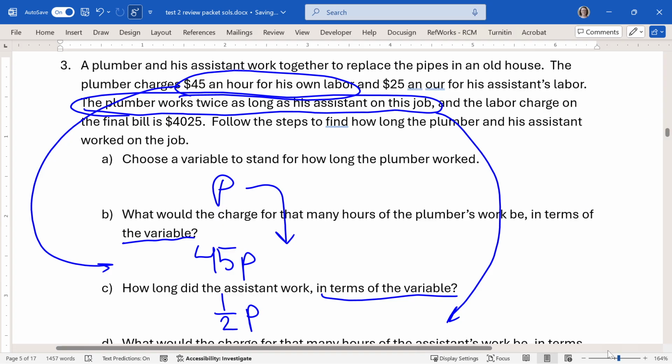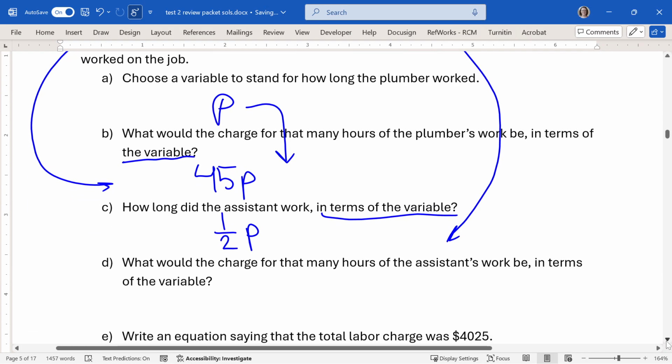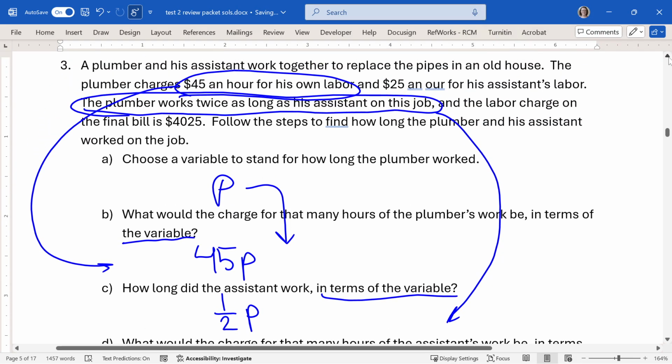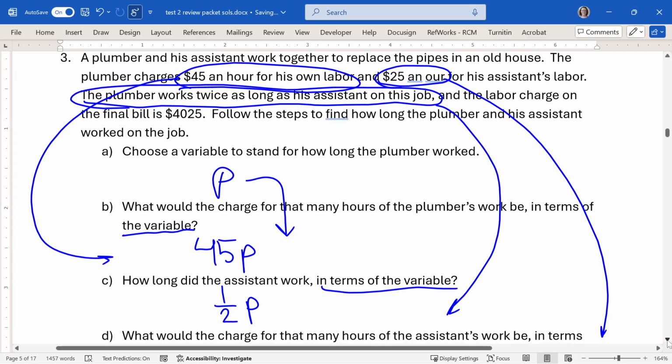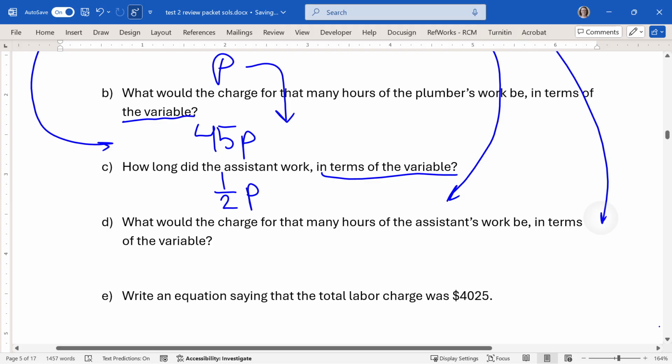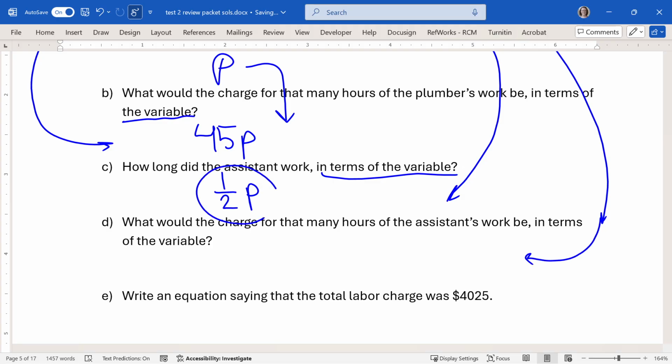All right, so moving along, what would the charge for that many hours of the assistant's work be in terms of the variable? So we need to see what the assistant charges for his labor. Assistant charges $25 an hour. So we're going to put that together with the number of hours that the assistant worked. So the assistant worked 1/2 P hours, charging $25 an hour. Then we're just multiplying those things together. No matter how weird they are, just pretend like they're regular old numbers. Multiply the number of hours times the charge per hour.